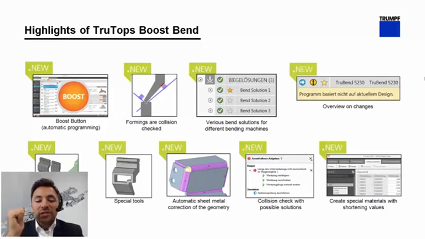The automatic sheet metal correction of the geometry is new, and the new Bend helps you to solve problems and it even proposes possible solutions. And last but not least, it's very easy to create special materials and to introduce your own shortening values. So let's get started and switch over to TruTops Boost Bend.